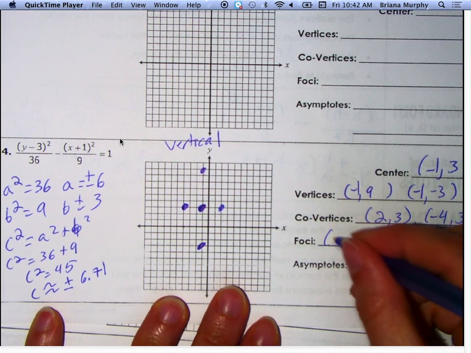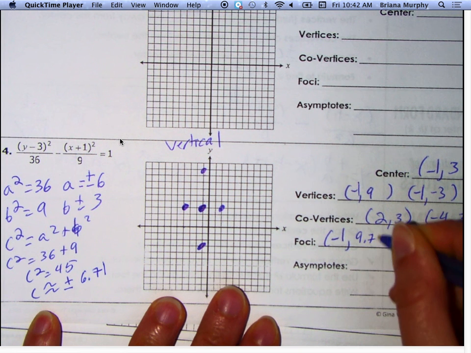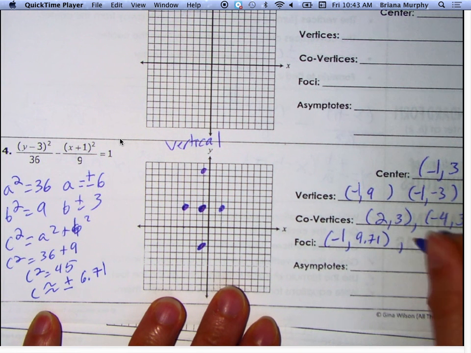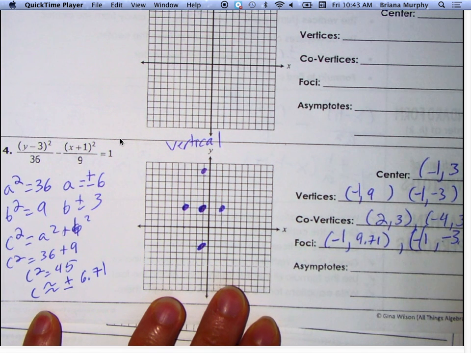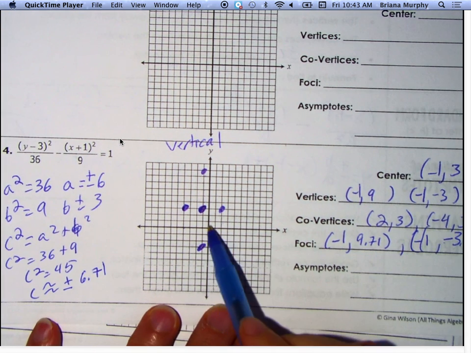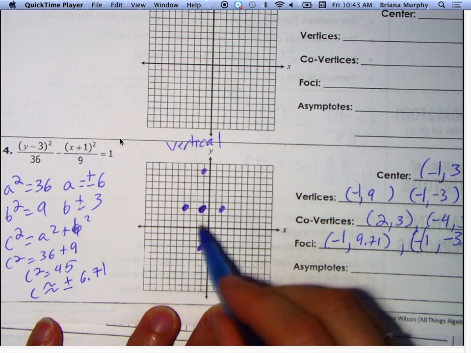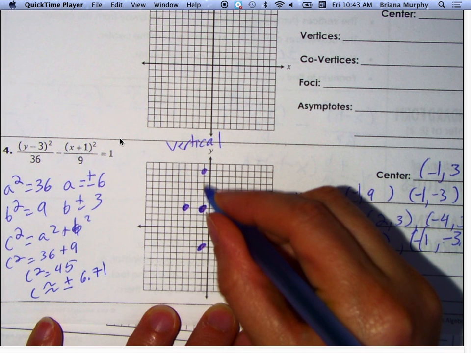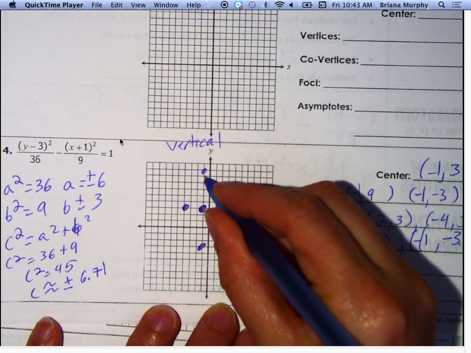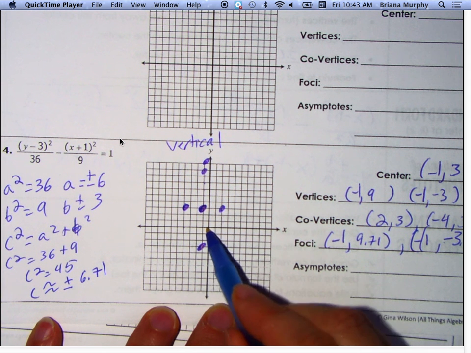So I'm going to get negative 1, 9.71. And I'm going to get negative 1, negative 3.71. So I'm going to graph those. I'm going to go to the left one, up 9.71. Wait, it's negative 3.71. And then I'm going to go to the left.